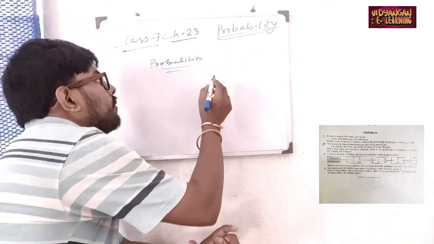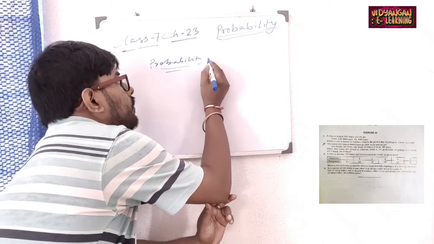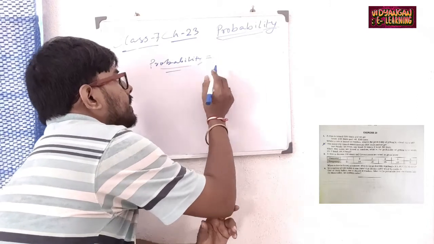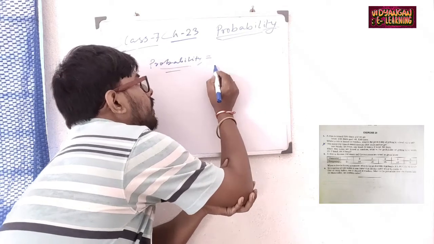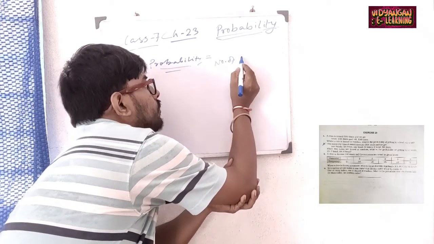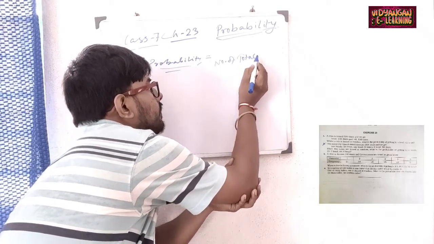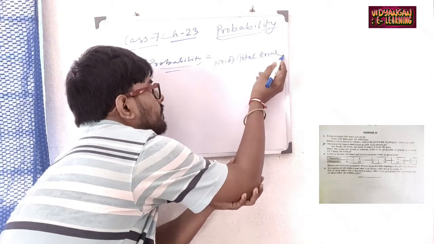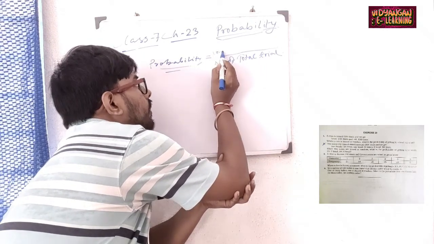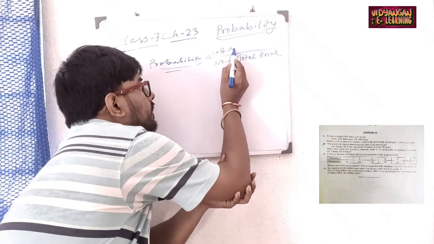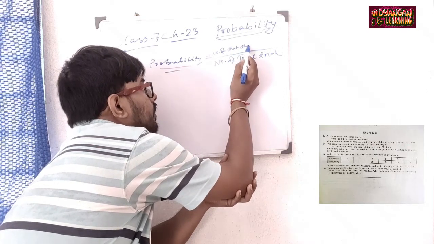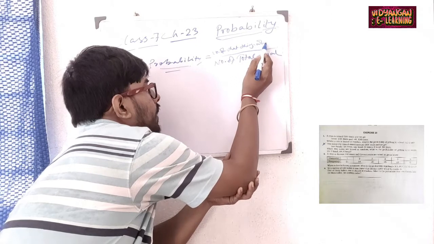So there is a formula to find out probability, that is the number of times the thing happens which we have to find, divided by the number of total trials.